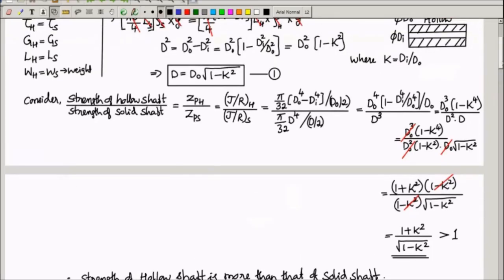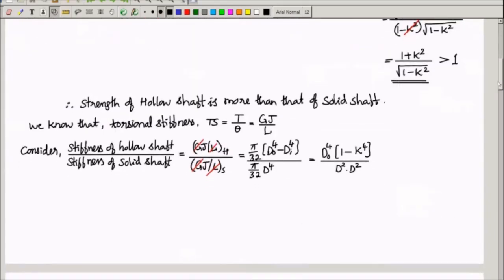The equation 1 is here. D is equal to d naught into square root 1 minus k square. That is equation 1. That I will have to substitute here now. I will substitute. The numerator I will write as d naught power 4 into 1 minus k power 4. For the denominator I will write d square. D square is what? D naught square into 1 minus k square into d naught square into 1 minus k square.